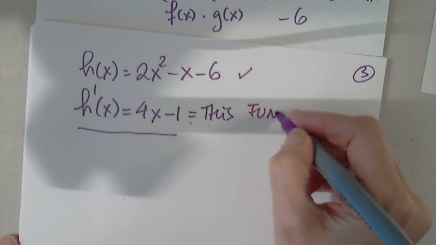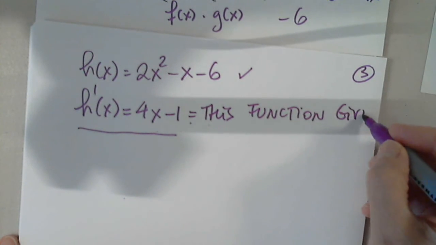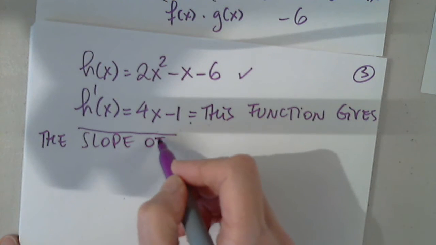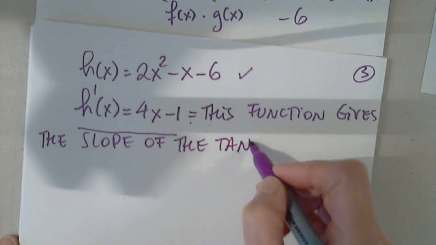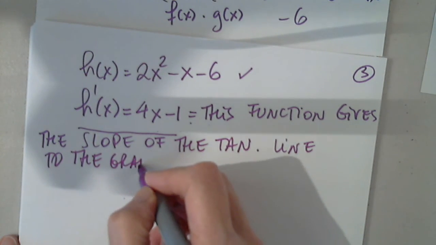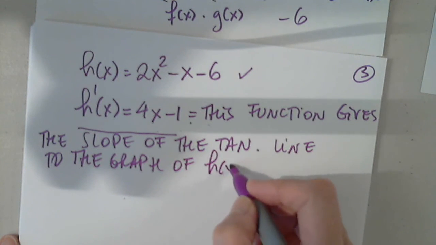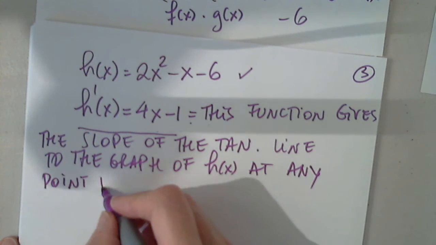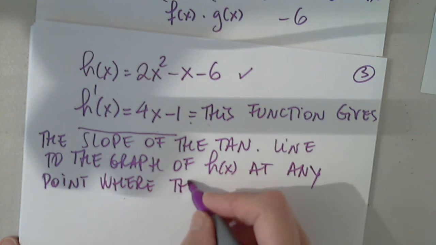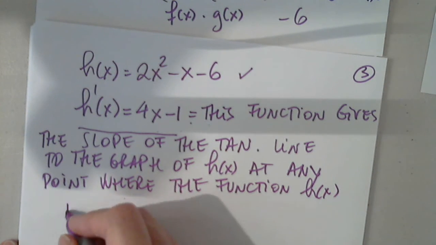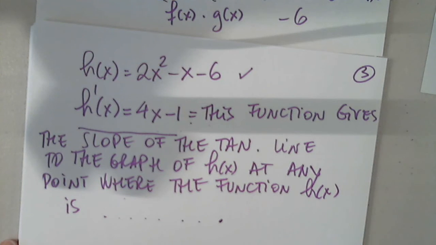This function gives the slope of the tangent line to the graph of h of x at any point where the function h of x is, and I'm waiting for you to give me the correct word that I'm missing here.